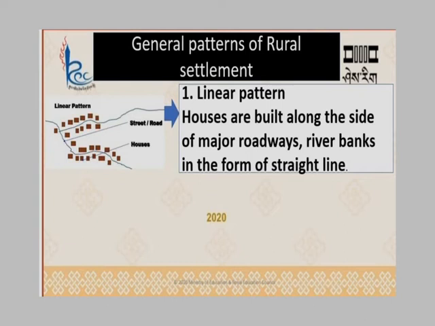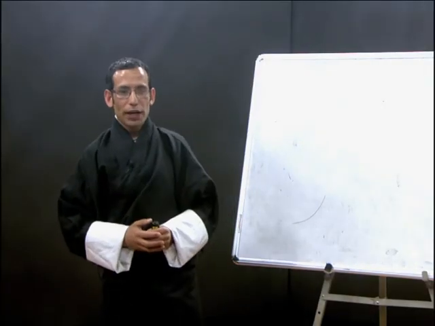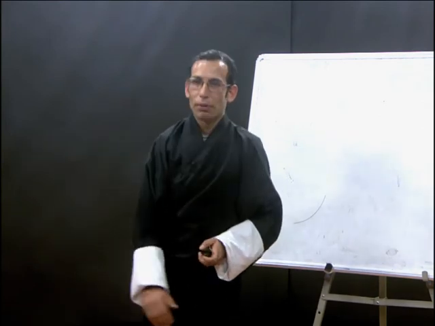But in Bhutan, linear settlement developed only after the construction of roads. And linear settlements in Bhutan are developed just along the side of the roads, forming a straight line. They develop small restaurants and shops there to provide business and services to the commuters or the travelers.